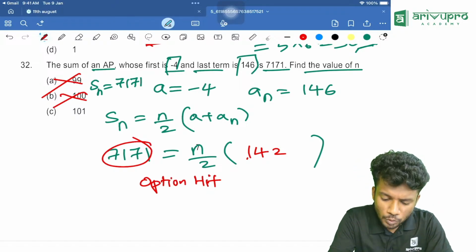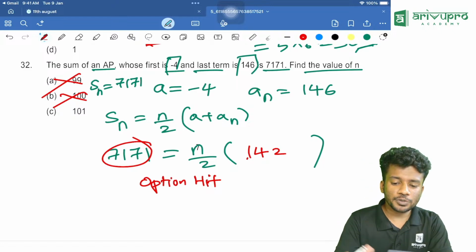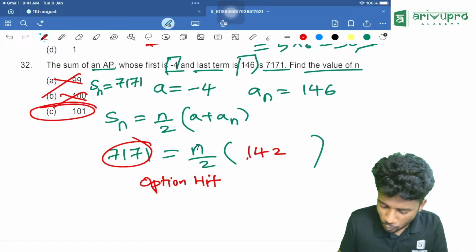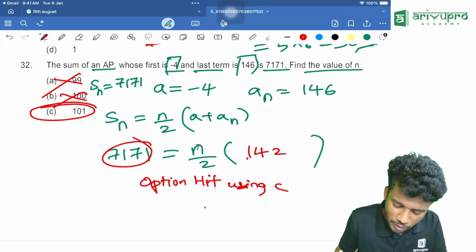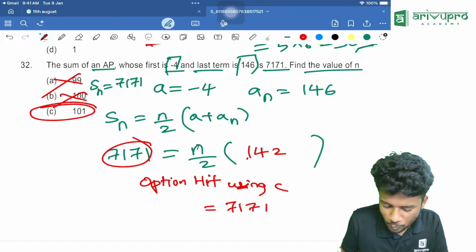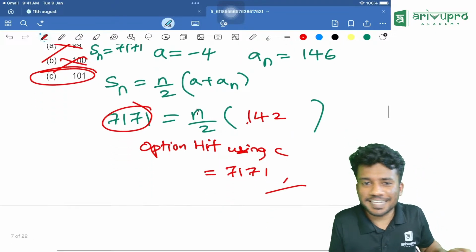101 into 142 divided by 2. That is equal to how much? The 71. Option C, which is equal to 7171. So option C is your answer, direct answer.